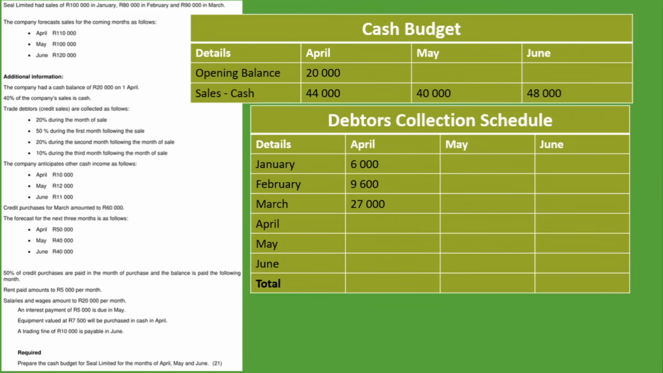So we put 27,000 rand down there. And then we move on to April. Now we are in the month in question. That's why we have April also here.